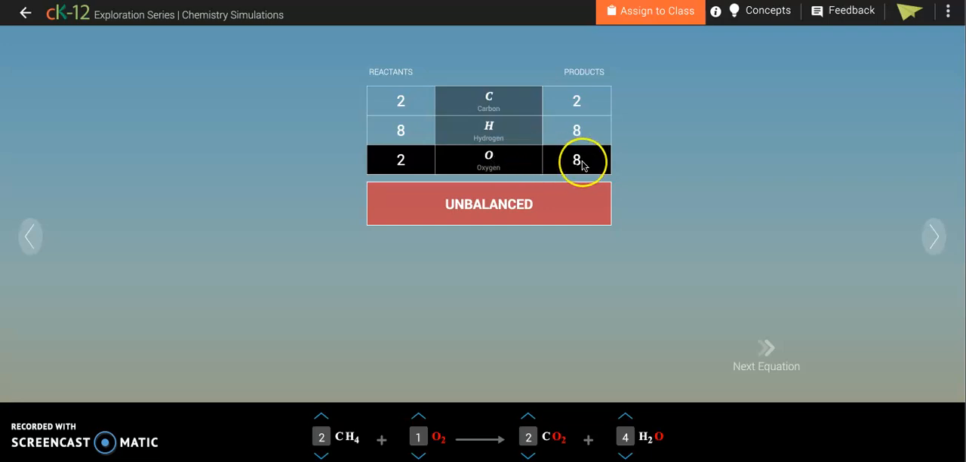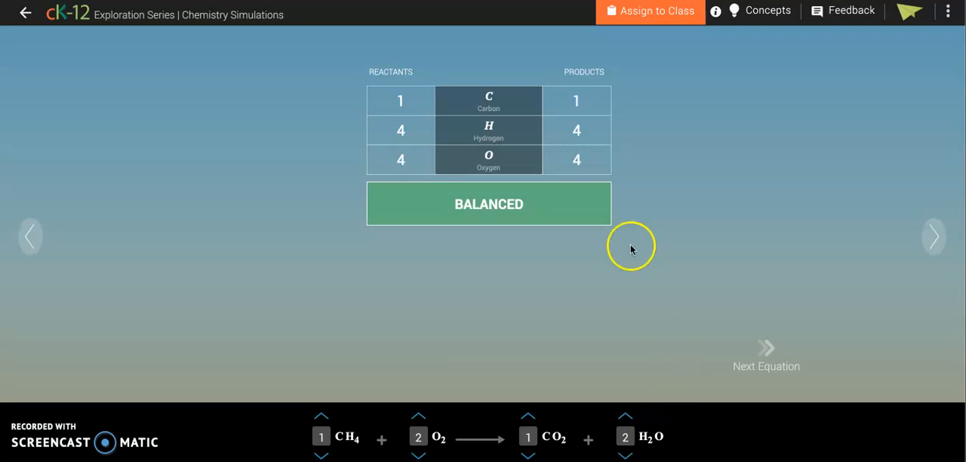I have more on the product side, 8, than 2 on the reactants. So I want to increase that number. 4 times 2 makes 8, and now my equation is balanced. If we lower the methane back to 1, you can lower everything else down back to how it was before. And now it's balanced. So you can increase or decrease these numbers however you need to so that all of these are balanced in the end.